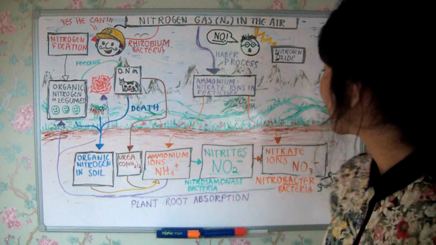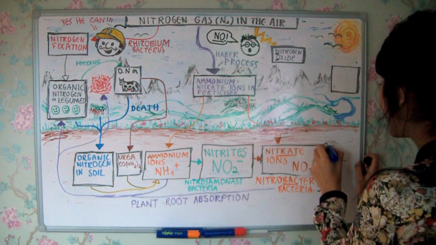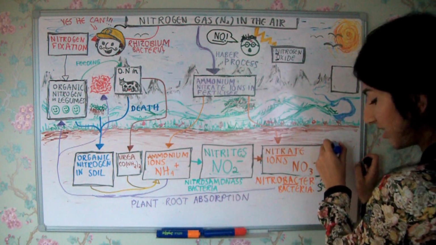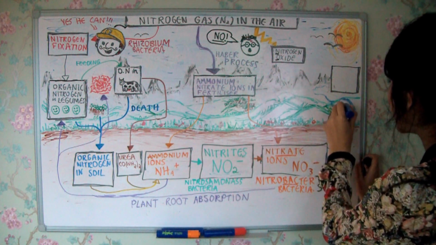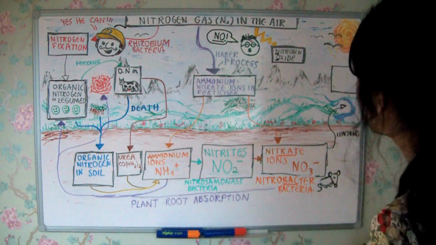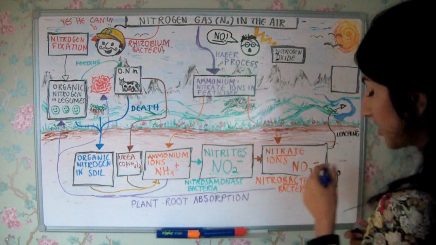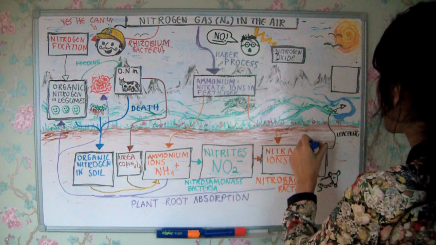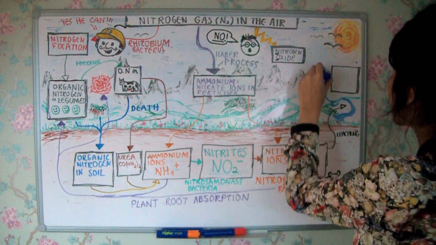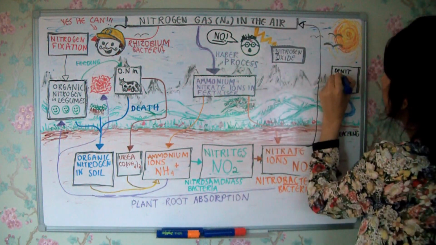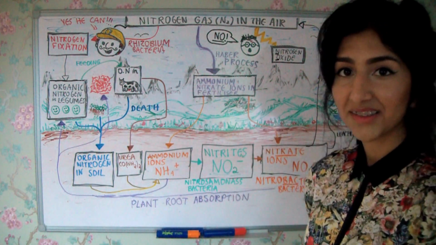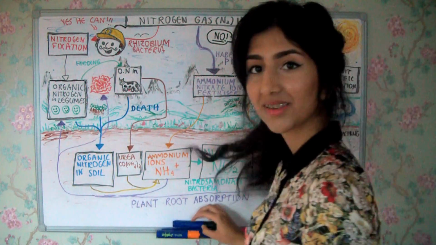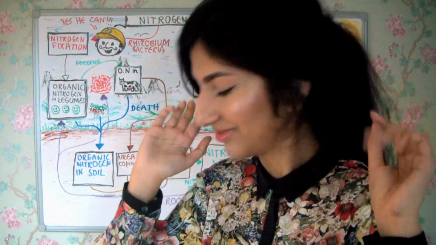And you don't want traitors in your life, so the next process is leaching, which is where the nitrate ions flow into rivers and streams. Or if they're not leached, the nitrate ions are denitrified by denitrifying bacteria to produce nitrogen gas and start the cycle all over again. So yeah, that's the nitrogen cycle.